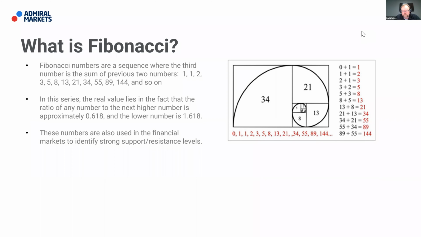That's it. The sequence where the third number is the sum of the previous two numbers. So, you have there, 1 and 1 equals 2, 2 plus 1 equals 3, 3 plus 2 equals 5, 5 plus 3 equals 8, 8 plus 5 equals 13, and so on. But the real value is what lies in the fact that the ratio of any number to the next higher number is approximately 0.618, and the lower number, the relation is 1.618.